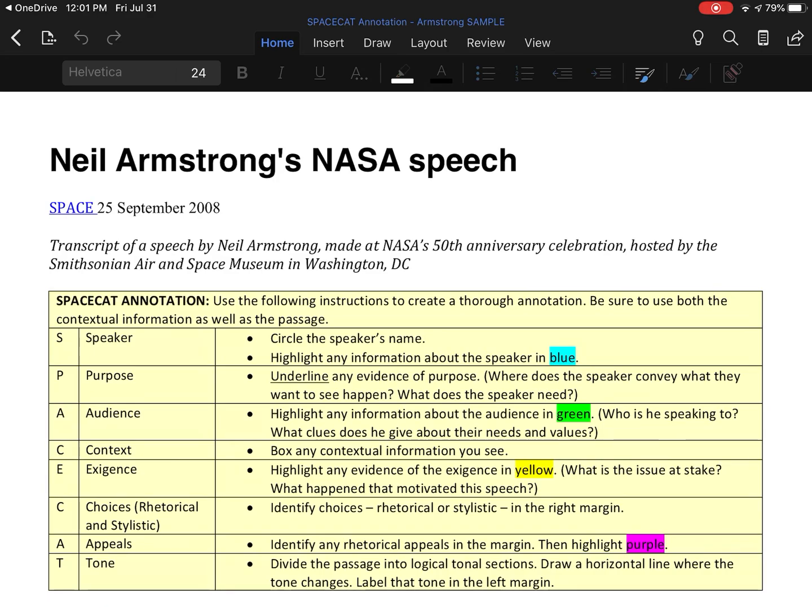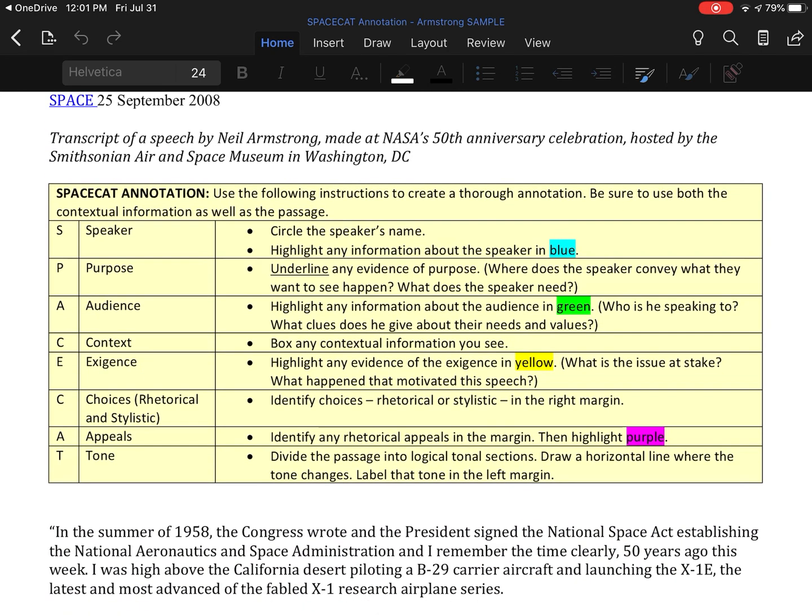At the top of your document, there is a key of what you should include in a SPACECAT annotation. I'm only going to read a couple paragraphs of this, just to show you how I would go about marking these things and what kind of information I'd want to pull from the text. Then you're going to do the same thing on your challenger speech, because that is the one that is used on your test, okay?